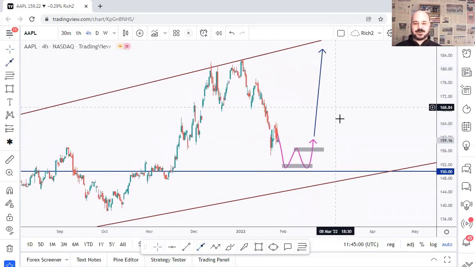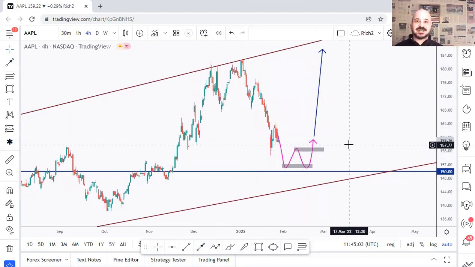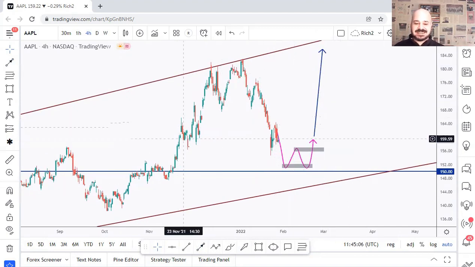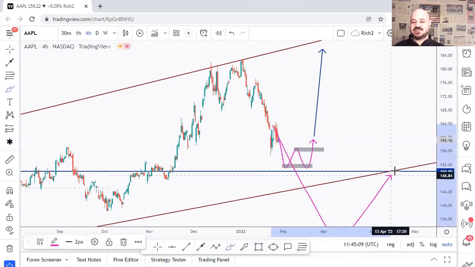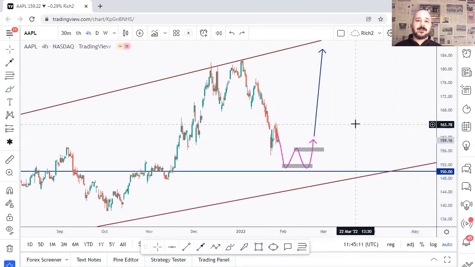Okay, so long story short, we are overall bullish in a correction phase, approaching a rejection zone, looking for buy setups. Unless we have an aggressive break below this zone, then the momentum would shift from bullish to bearish. That's it for Apple.